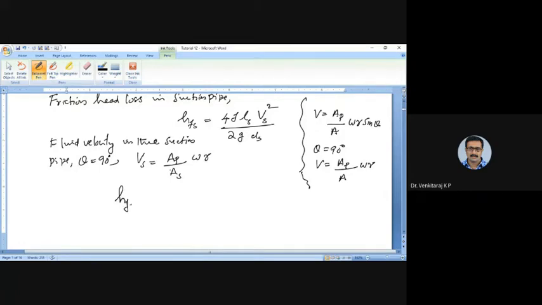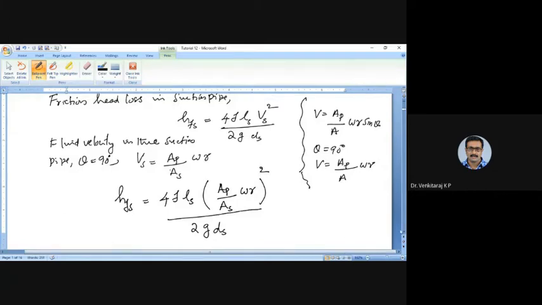So HFS equal to 4 F LS. For V, we may put this equation, AP by AS omega R, whole square divided by 2G.